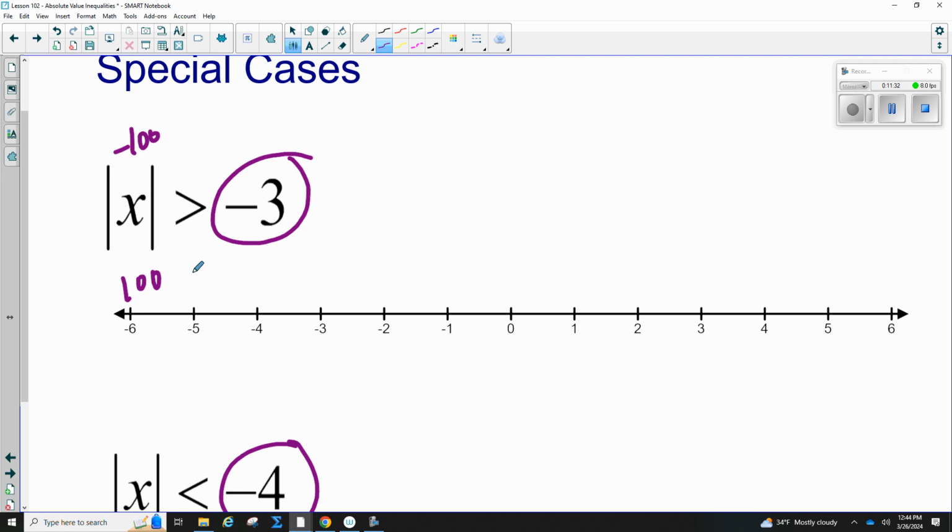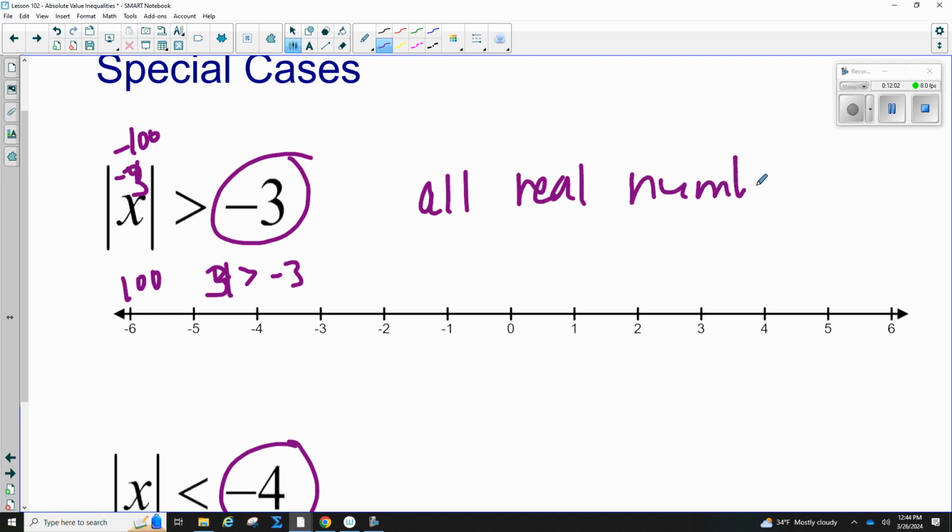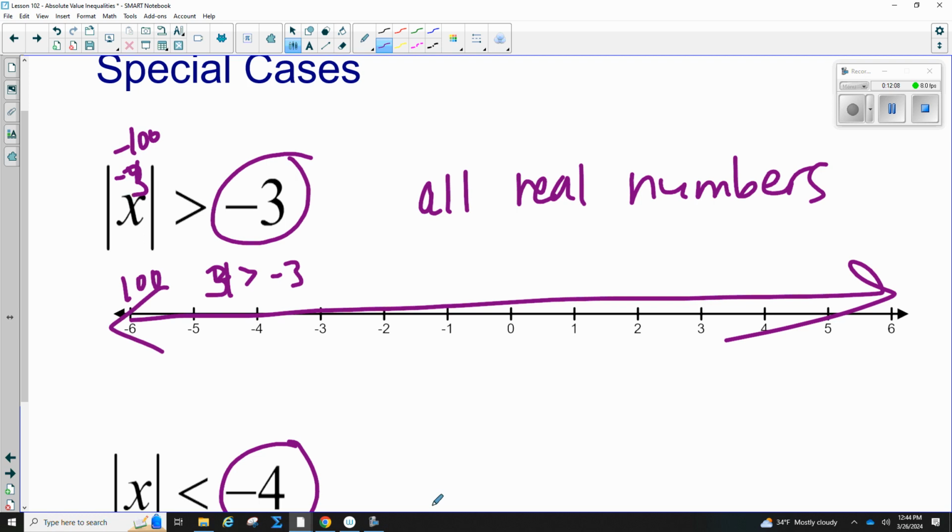Okay? Yeah, even -4, because that becomes +4. Even -3 works, because -3 becomes +3, right? Everything becomes positive, and is every positive number greater than -3? Like every positive number is greater than -3. So this is true no matter what. The solution to this one is all real numbers, like everything, and you would literally shade the entire number line. Okay? Because everything positive is greater than a negative number. Every positive number is greater than a negative number.